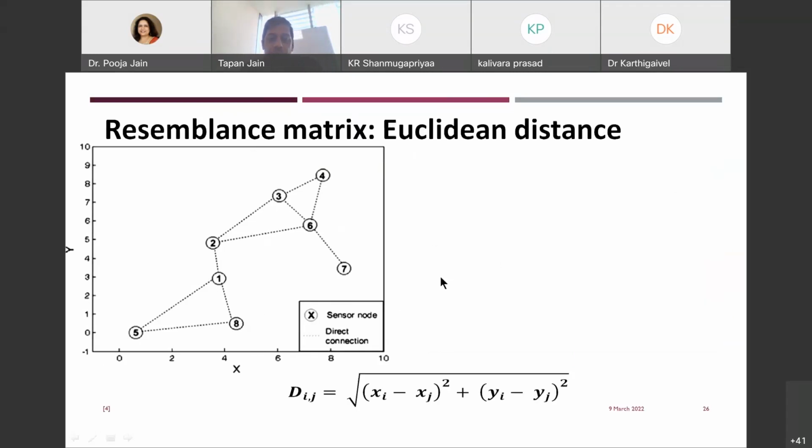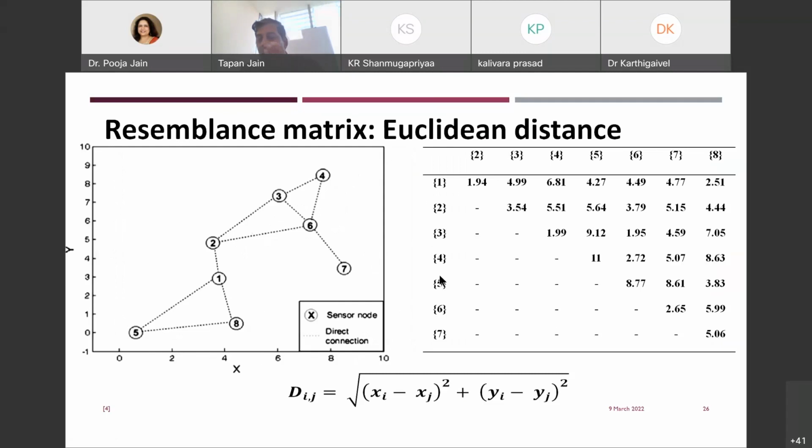Now we first calculate the Euclidean distance. So we have calculated distance from 1 to 2, 1 to 3, 1 to 4, 1 to 5, and 1 to 8, right? So these are the distances. Similarly for 2 to 3, because 2 to 2 distance is 0, and 1 to 2 or 2 to 1, we have already calculated the distance. So this is the distance matrix.